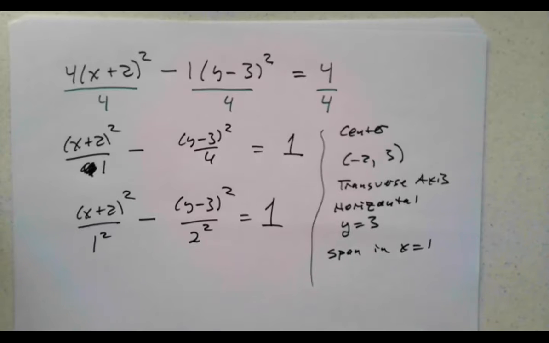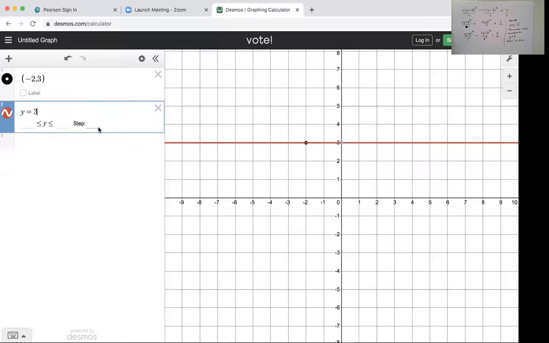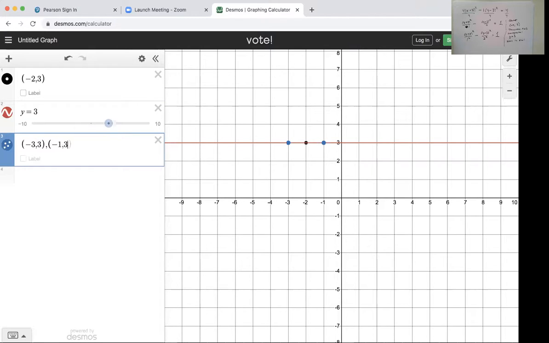So let's go back to our graph and look at that. So the vertex, 1 on either side. So (-3, 3) and (-1, 3). That is our span in x. Those are both vertices. And the center, of course, is (-2, 3).